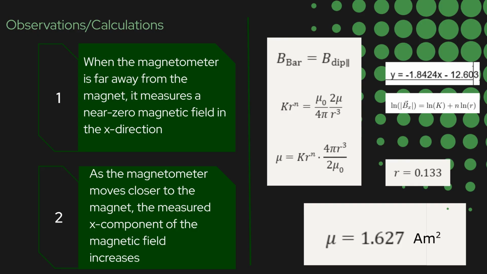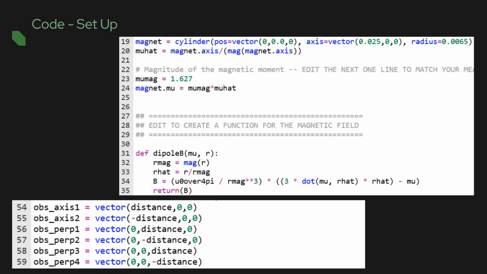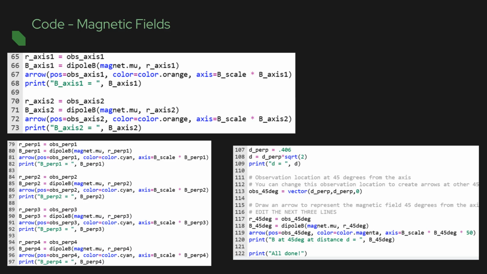Moving on to our code, we start by making a function to determine the magnetic field due to the dipole, as well as making observation locations on axis and perpendicular axis to the ball magnet. Next, we find the magnetic fields and place arrows at the different observation locations on axis and perpendicular axis, as well as solving for the magnetic field at a 45-degree angle from the ball magnet.